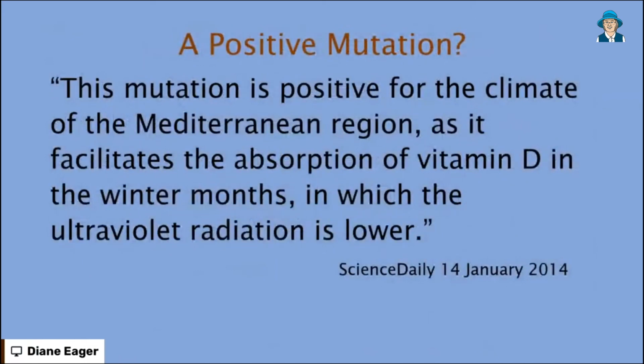And they thought, wow, we've found a positive mutation. How often do you hear that, evolution works by mutations, but there's a problem with that because the term mutations has a bad connotation, and so it should, because mutations are not good. So they thought, wow, we found a positive mutation. This mutation is positive because, for the climate of the Mediterranean regions, it facilitates the absorption of vitamin D in the winter months, in which the ultraviolet radiation is lower.